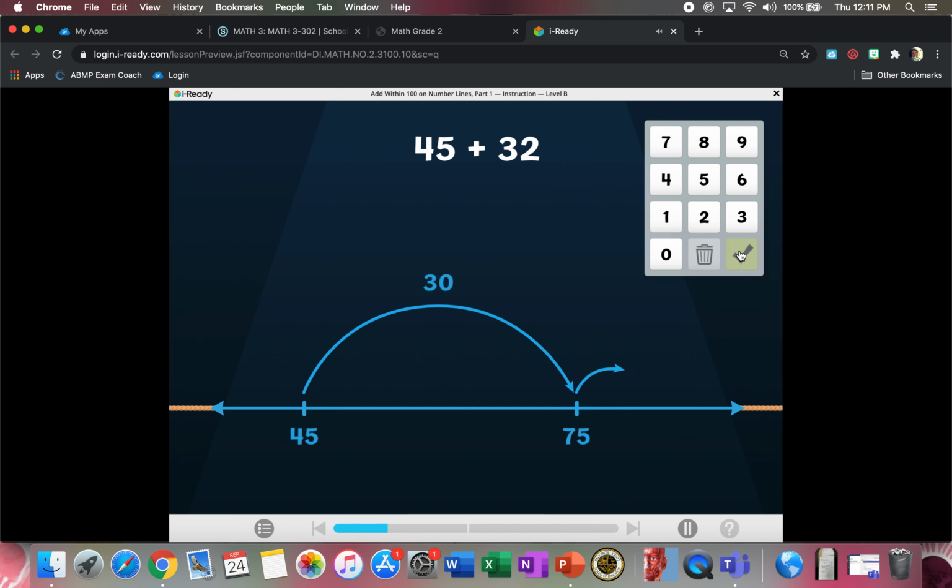Woohoo! You already added the tens. Now add the ones. There are 2 ones in 32. What is 75 plus 2?